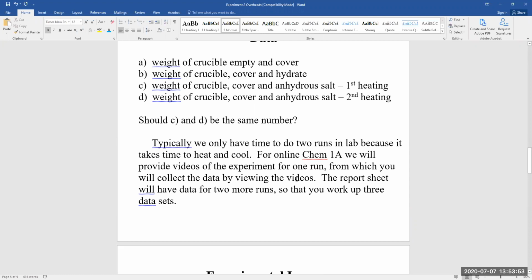And you're going to watch those videos and collect the data to write in your report sheet from those videos for run 1. Then the report sheet will have 2 more runs, the data for 2 other runs there. There's no need for us to video the other 2 runs and have you waiting, watching the heating and all that. So we've given you now 2 experimental runs in addition to the 1 you see in the video.